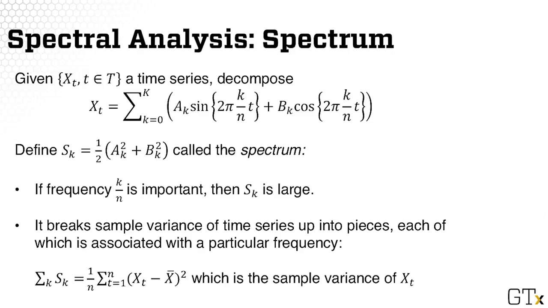If frequency k over n is important, then S_k is large. Thus, the spectrum breaks the sample variance of a time series up into pieces, each of which is associated with a particular frequency. Spectral analysis is thus an analysis of variance technique.